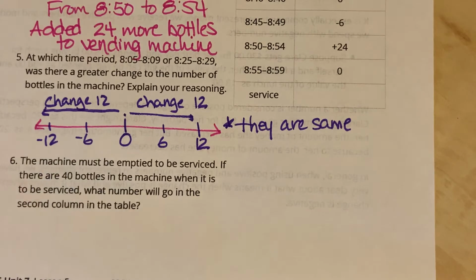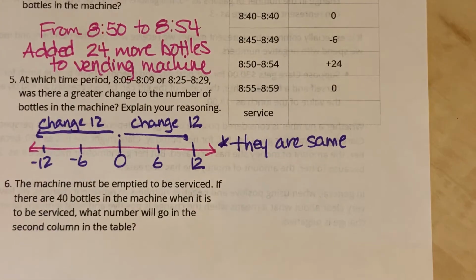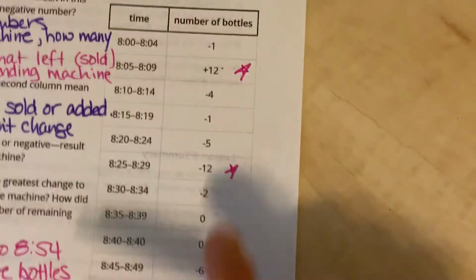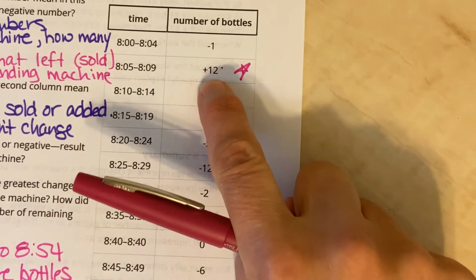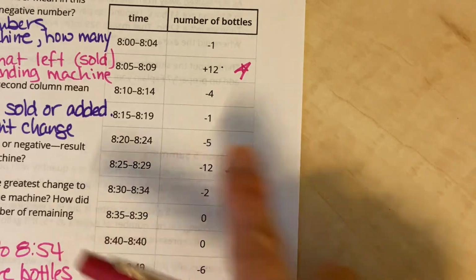All right, and then the last question on here, so the machine must be emptied to be serviced. If there are 40 bottles in the machine when it's to be serviced, what number will go in the second column? So it's saying, okay, I don't even know how many bottles were in any of these columns. All I know is that the change was 1. 1 was taken away, 12 were added. 4 were taken away, 1 was taken away.